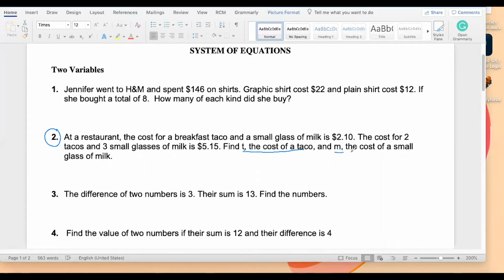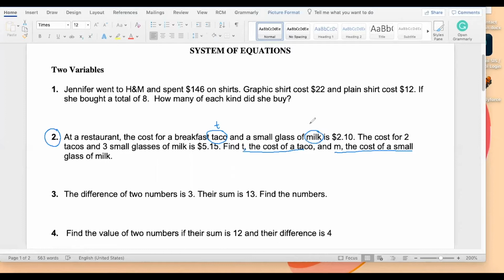Okay, so reading it, I'm just going to underline the keywords. Knowing what we're looking for, right? We're looking for the cost of a taco and the cost of milk. So what is our variable right here, Mr. Buckley? Well, I tell you, they've requested that we use T for taco and M for milk. Okay, here we go. Perfect.